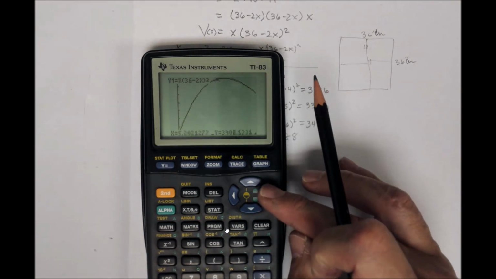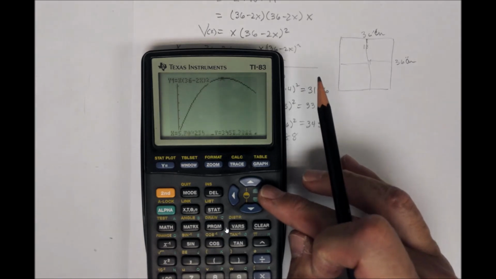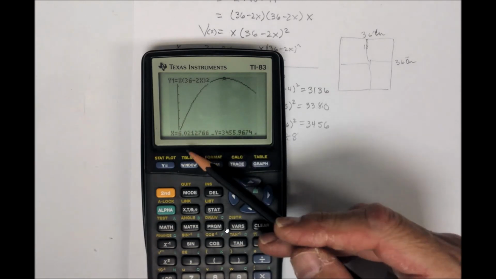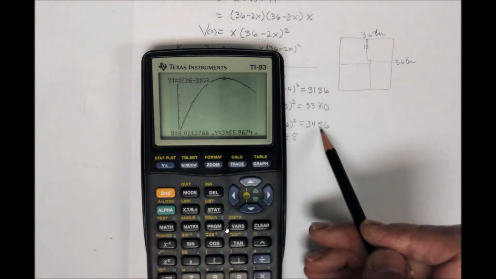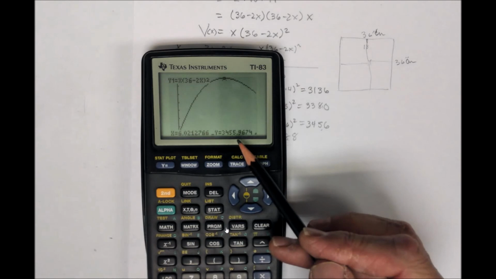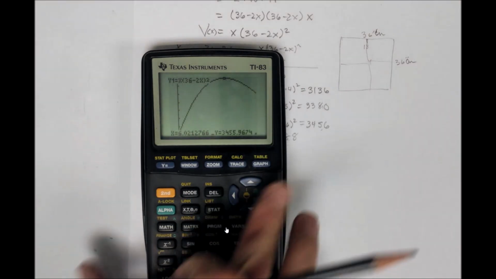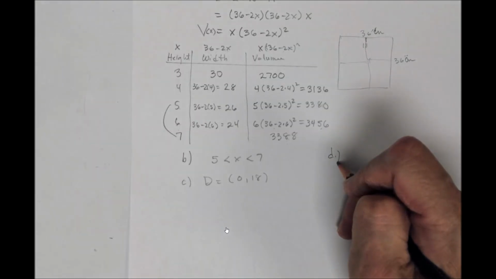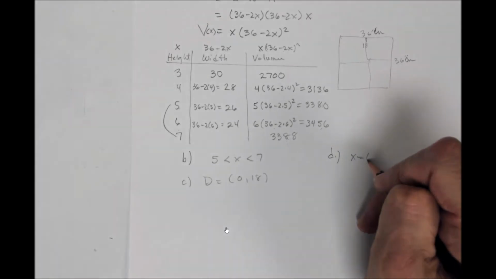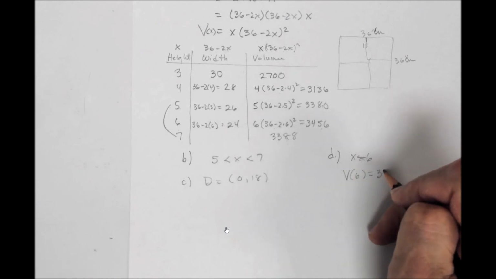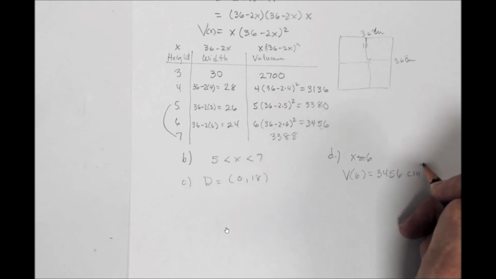So as I get closer and closer to the top, to the apex, it looks like it's pretty close. I'm at 34.55, and you can see I'm at about 6. So maybe 6, 34.55, yeah. Because this is a little bit bigger than 6. At 6, it was 34.56, which is just a hair bigger than this one, because this is almost 34.56. So based on that, for part D, it says find the X value. I'm going to say X is 6. And find the maximum volume, X equals 6, V of 6, turned out to be 34.56 cubic centimeters.